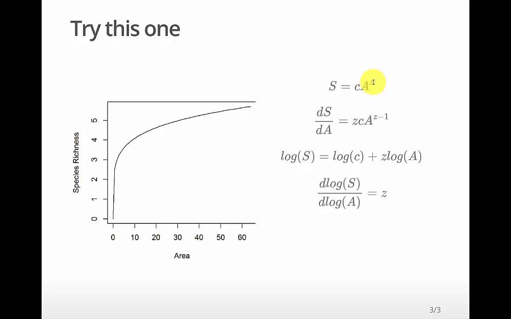If z was 1, this would again fall back to being a linear equation, but in general for power equations z is not a constant but an unknown, so it can actually take on any value. If we take the derivative of s with respect to a, so now we have the rate of change in s for a given change in a, we end up with this equation, z times c times a raised to the power z minus 1.